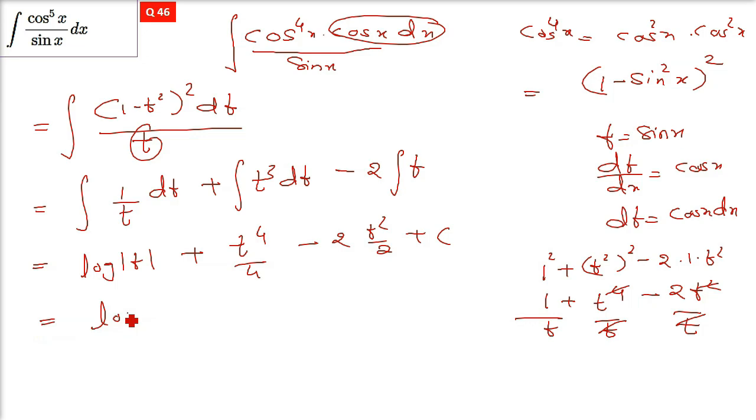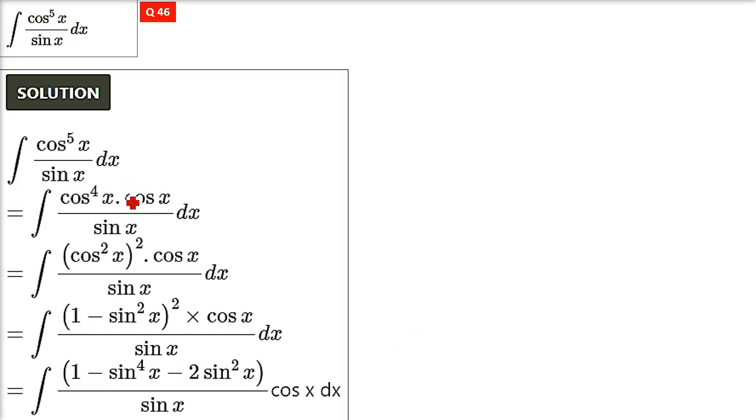Now let's change this t to sin x, that is the final replacement, because t we have included ourselves, so we need to get rid of it also. So log modulus sin x plus sin raised 4 x by 4 minus sin square x plus constant of integration. This is your answer. So this is how you can do this.